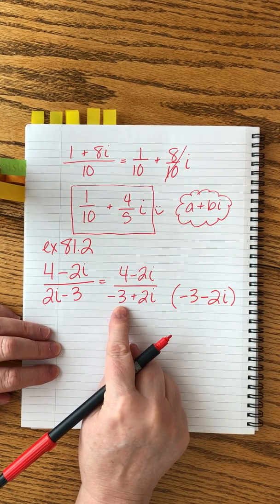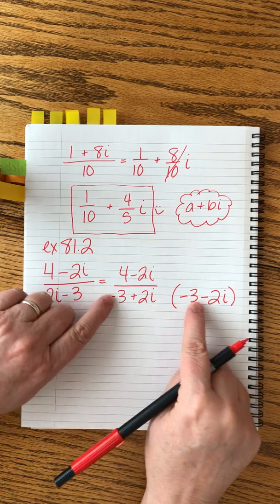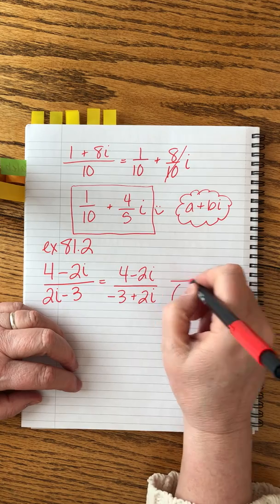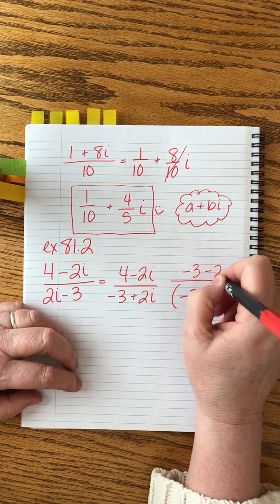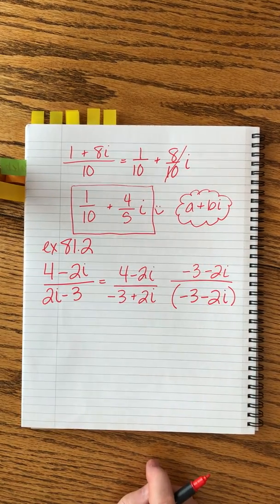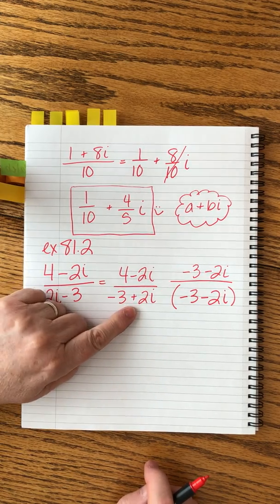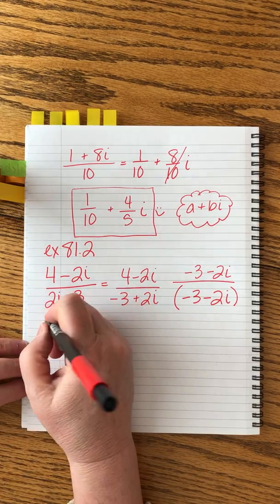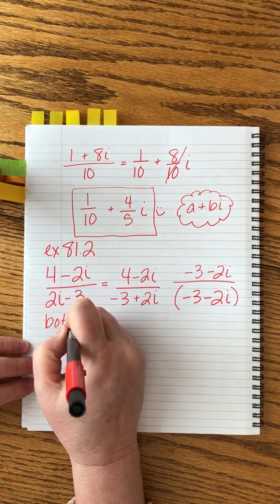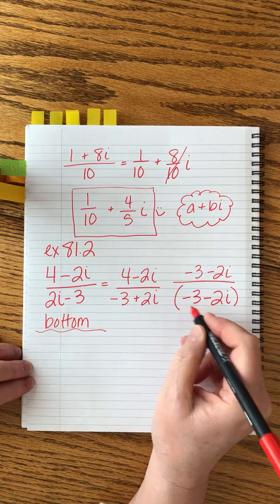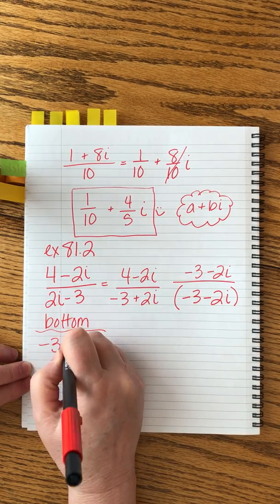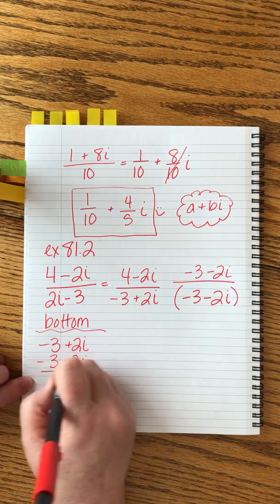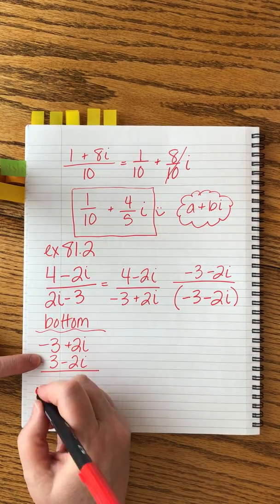That is the conjugate of this. Front sign stays the same, middle sign changes. The i is in the last position. Make sense? Okay, so we flipped that around so it's in the proper setting, and then we find the conjugate. Now we're ready to multiply. Bottom: minus 3 plus 2i, minus 3 minus 2i. We multiply.